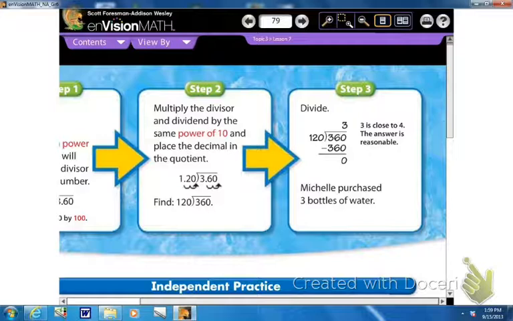And if you think about it without the 0 on each of these, we actually have 12 being divided into 36. You can think of it that way instead of 120 being divided into 360. And 12 will go into 36 3 times. So 120 will go into 360 3 whole times, and it would be left with a 0 remainder. So you don't have to add your decimal and keep on going. So the answer is 3, that she bought 3 bottles of water, which is close to the estimate.